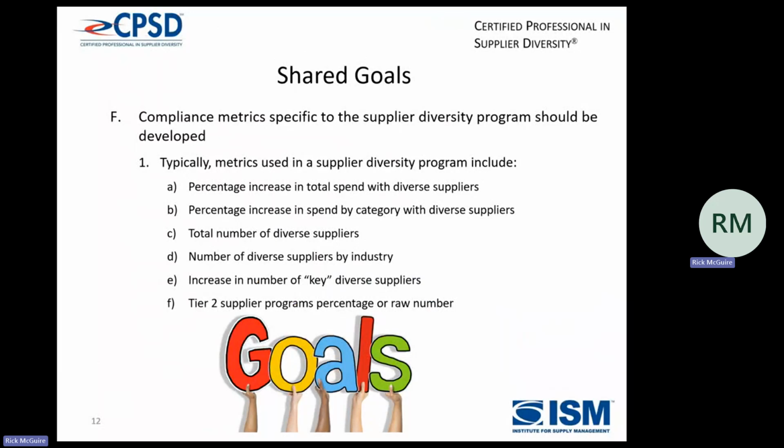Compliance metrics specific to supplier diversity programs should be developed. Typically, metrics for a supplier diversity program include things like percentage increase in total spend with diverse suppliers, an increase in spend by category with diverse suppliers, total number of diverse suppliers, number of diverse suppliers by industry, increase in number of key diverse suppliers, however you define key, and tier 2 supplier program percentage or raw numbers. How are you doing at the tier 2 level? Are you requiring your tier 1 suppliers to have supplier diversity programs?